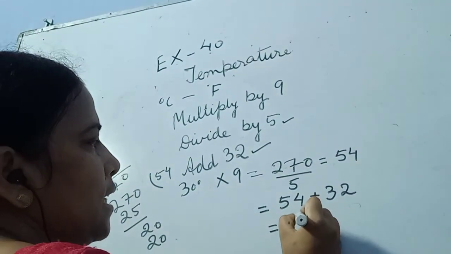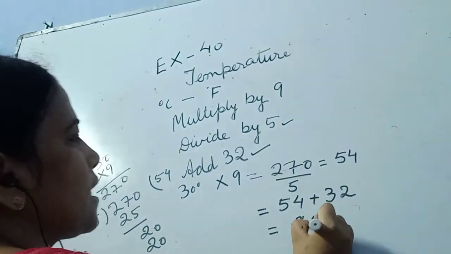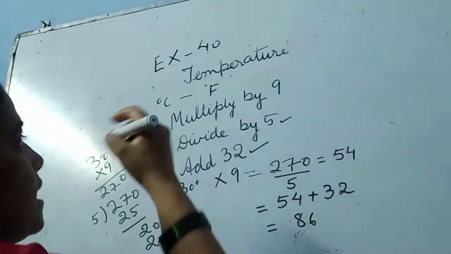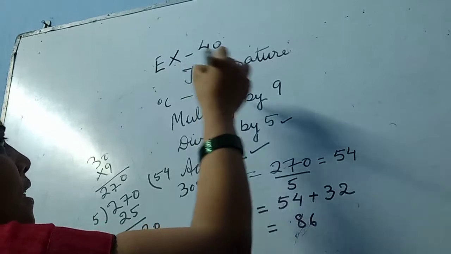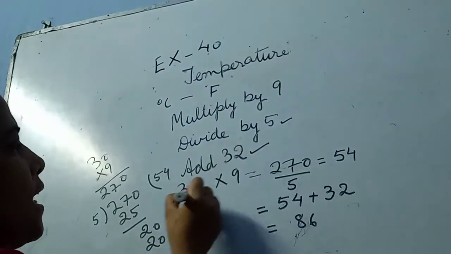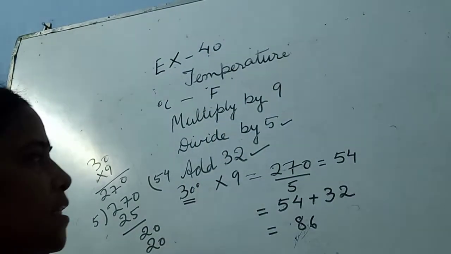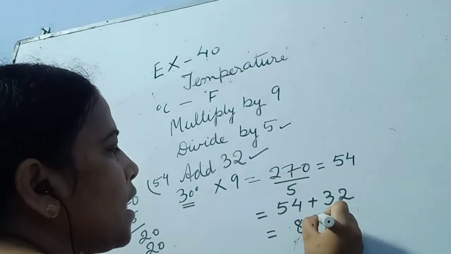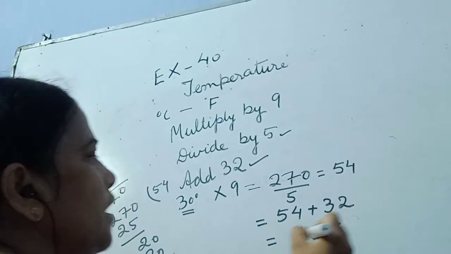So add 32 to 54, what will we get? We will get 86. That is, when we convert degree Celsius into degree Fahrenheit, when 30 degree Celsius is converted into Fahrenheit, we get 86 degree Fahrenheit.